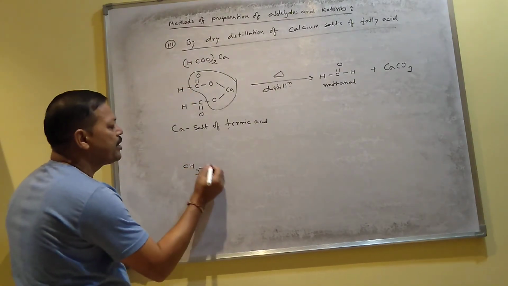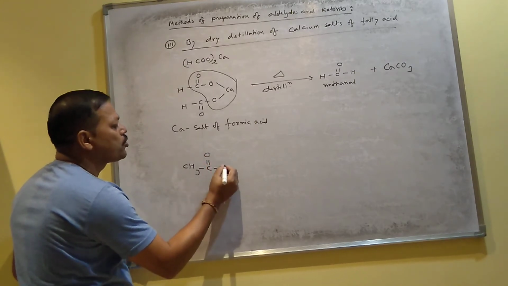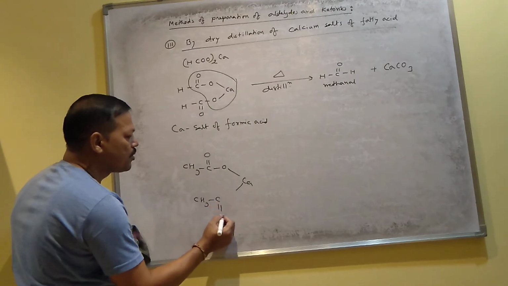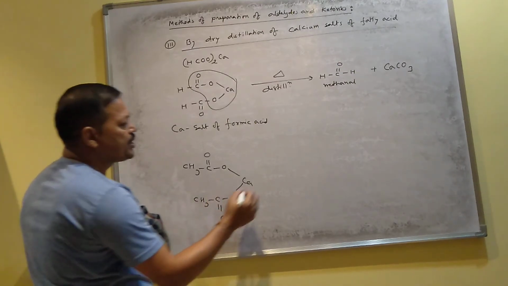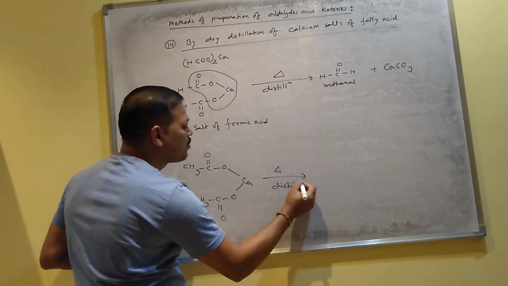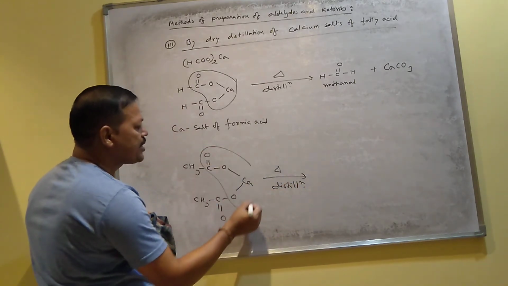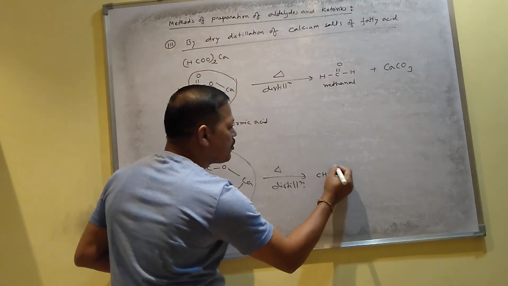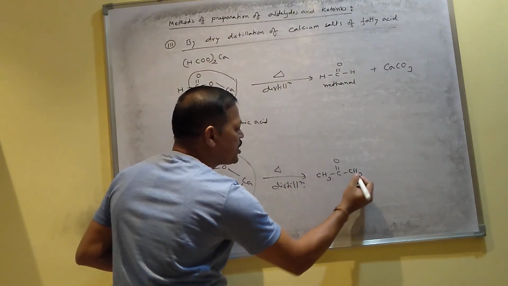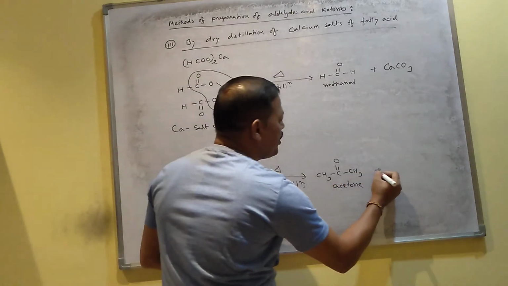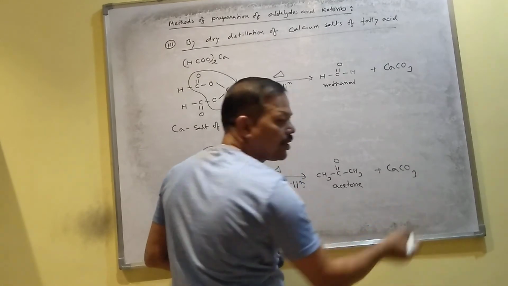Similarly, if you take this one, this is called calcium salt of acetic acid. When you do distillation, then this part will come out as calcium carbonate, and these two combine to form one ketone, which is called acetone or propanone. The side product will be calcium carbonate.